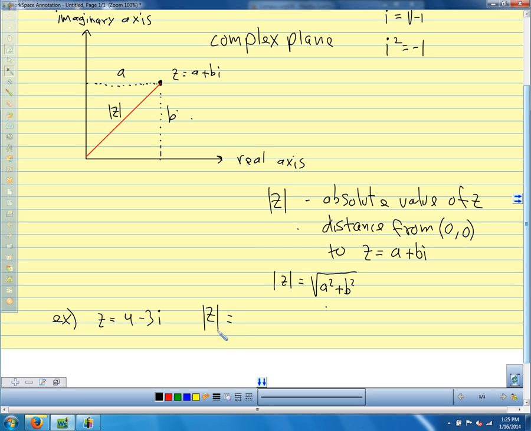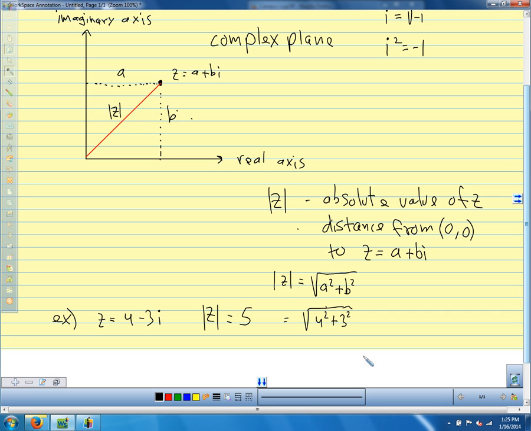So this one we should be able to do without even going to our calculator. What's going to be the absolute value of that? 5. So this is a 3, 4, 5 triangle. So this would be 4 units here, and we go down 3 units. So our hypotenuse would be 5. And just as a quick reminder, this is the square root of 4 squared plus 3 squared. So that's how we find the absolute value of a complex number.